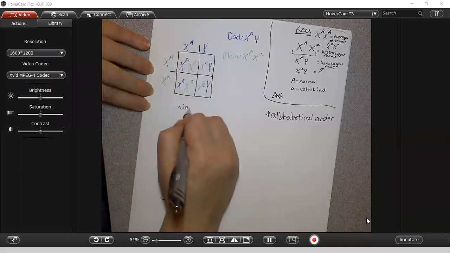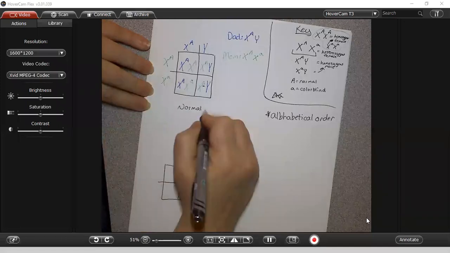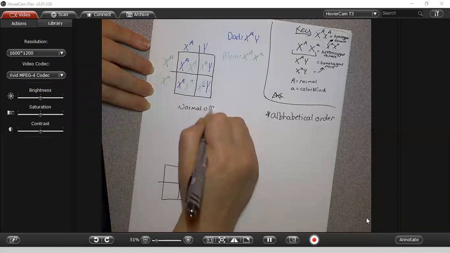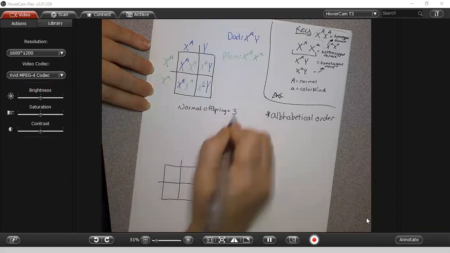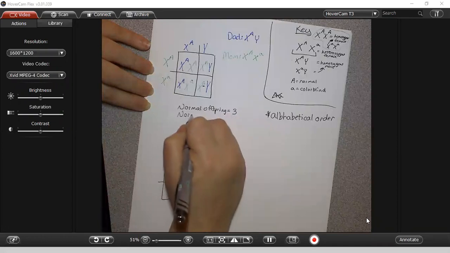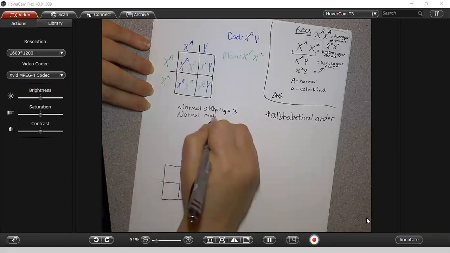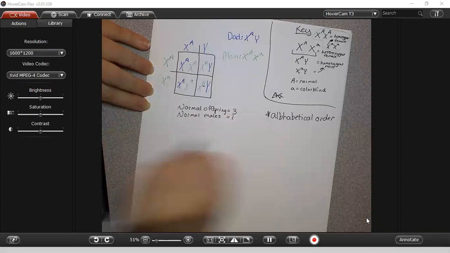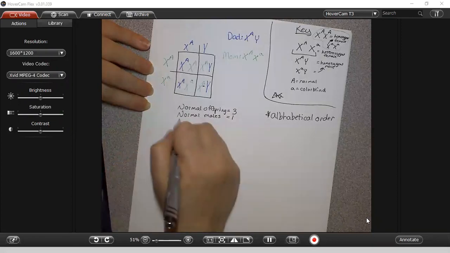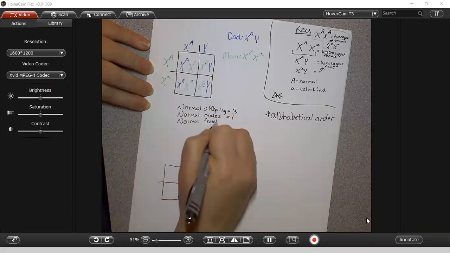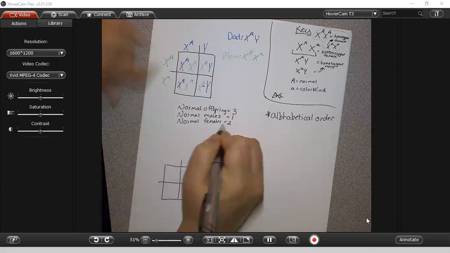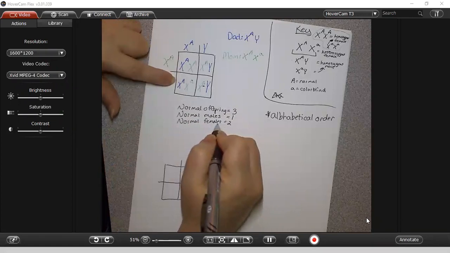So depending on what it asks, you can interpret this different ways. Normal offspring is 3. Normal males is only 1. Normal females would be 2 because both of these are going to be normal because they both have a capital A.